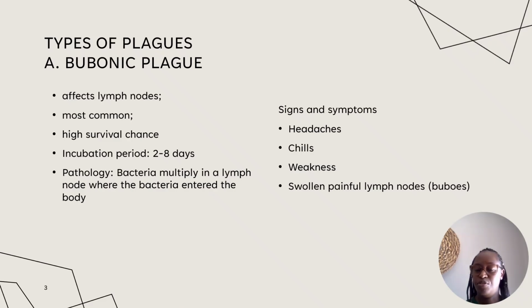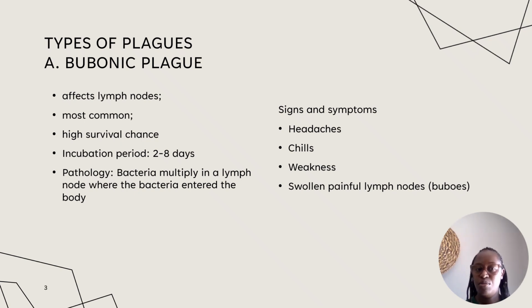So there are different types of plagues. We have 3 types of plagues. The first one is called the bubonic plague. So the bubonic plague affects mostly the lymph nodes of the individuals that it has infected. This is the most common type of plague. This is the one that most people will get. And yet this is the one that has a higher survival chance. So it has an incubation period of between 2 to 8 days before it fully materializes.